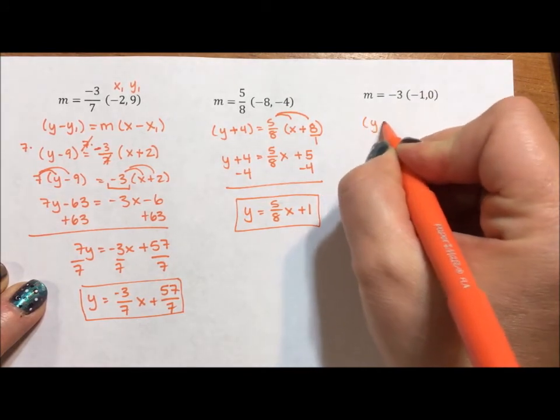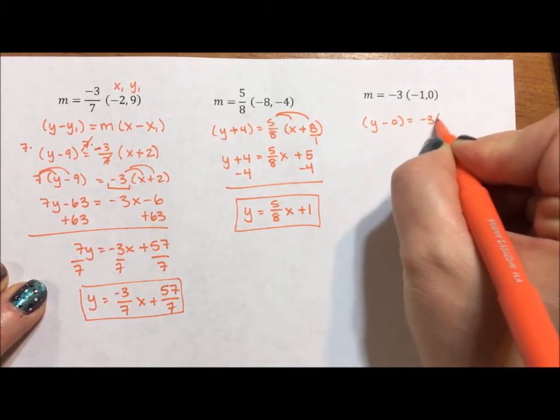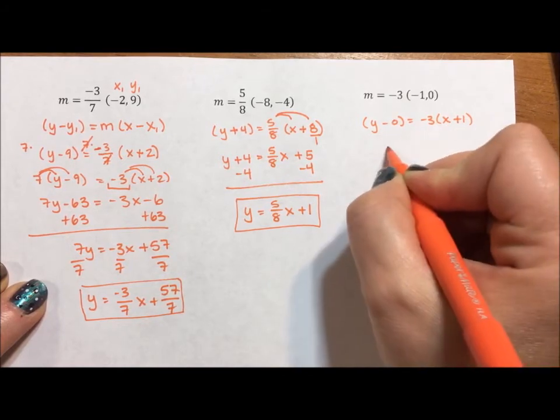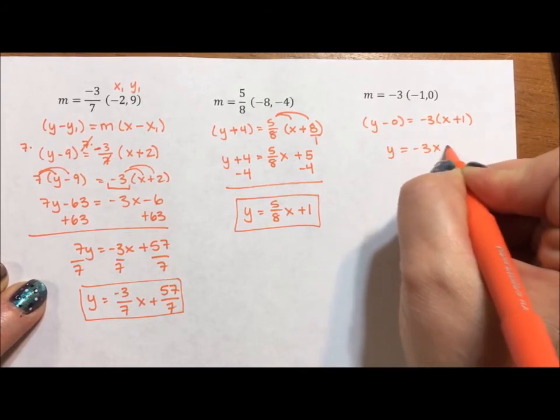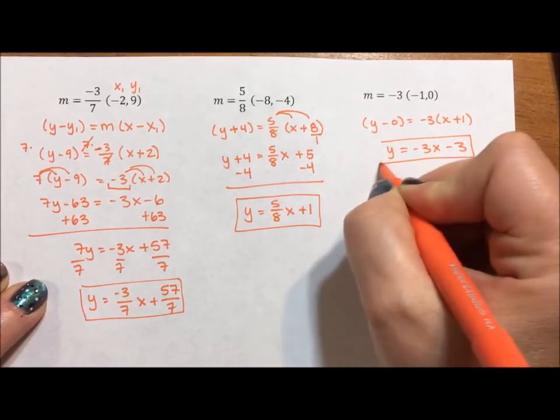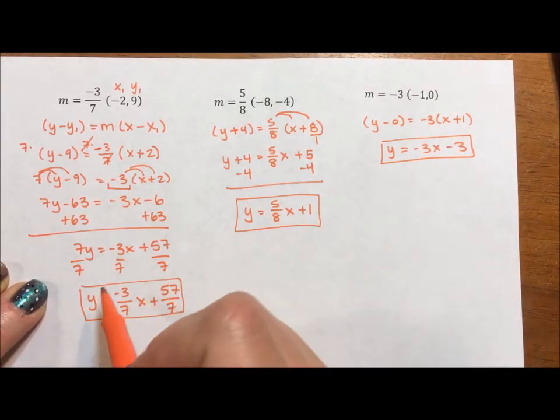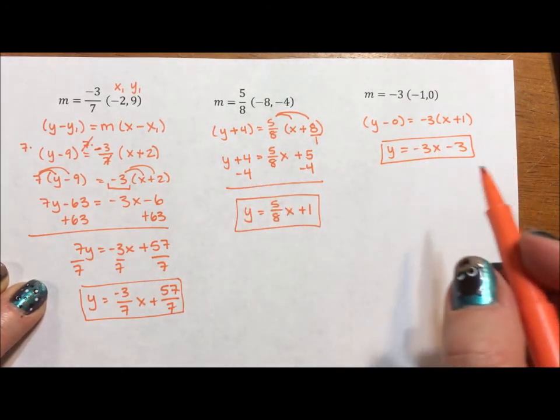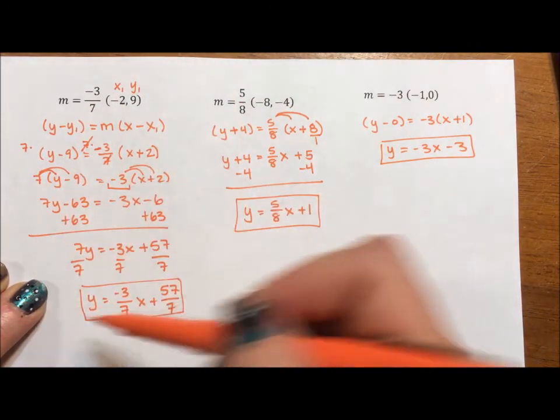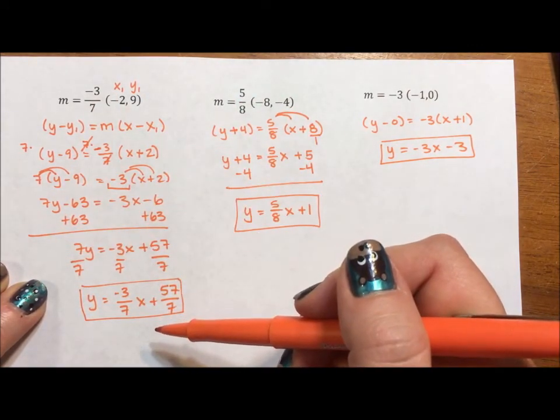For instance, y minus 0 equaling negative 3, x minus a negative 1, negative 3x minus 3. It's as easy as it comes. Here's like my stair step of hard, medium, easy. And this isn't even very hard, it's just more tedious.